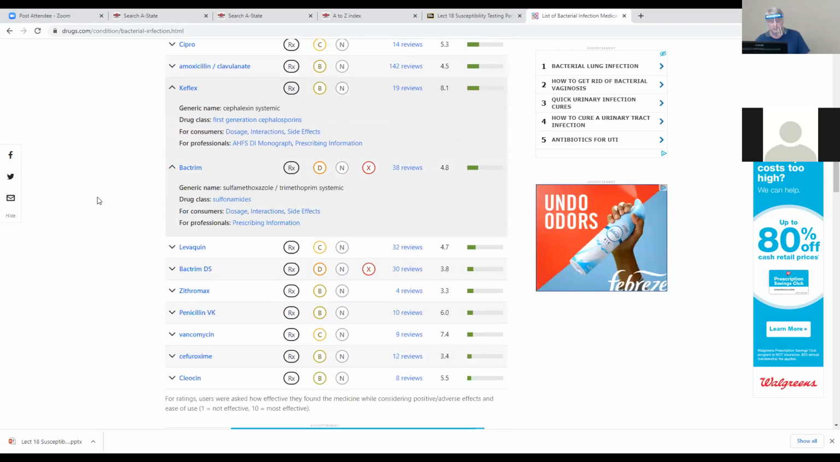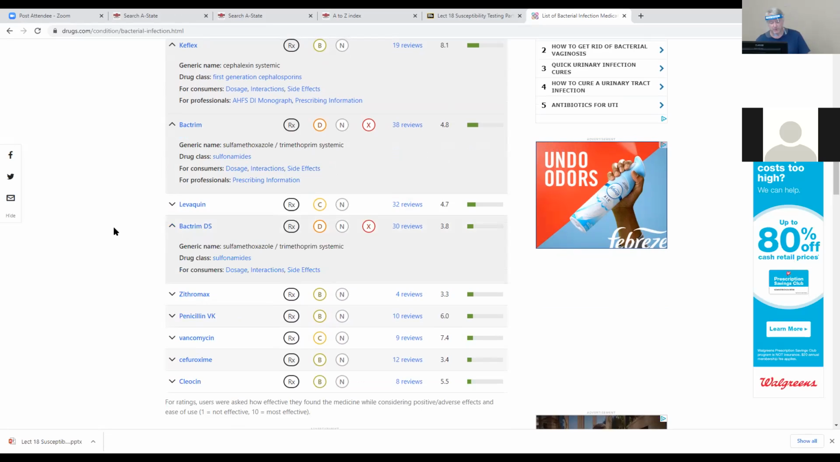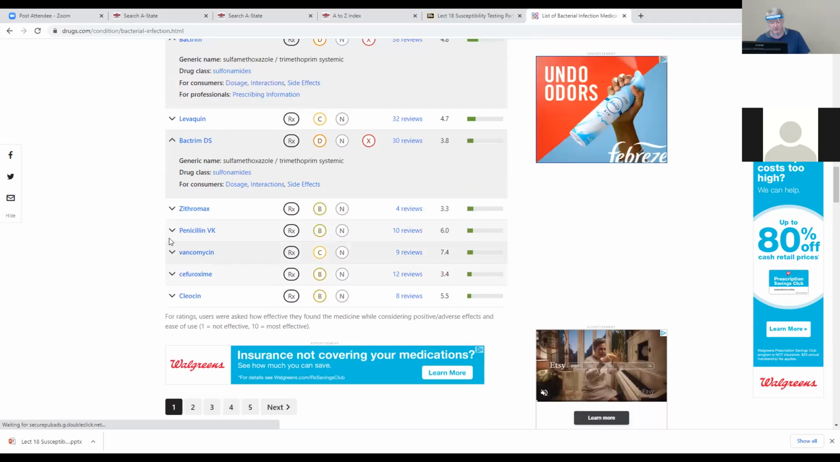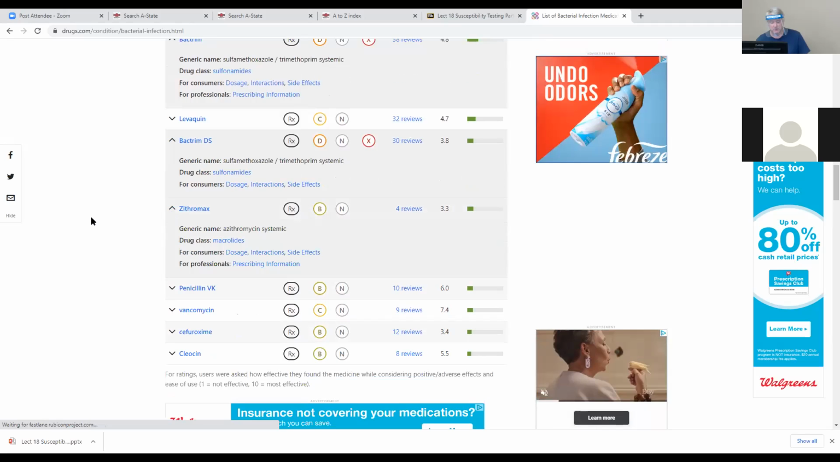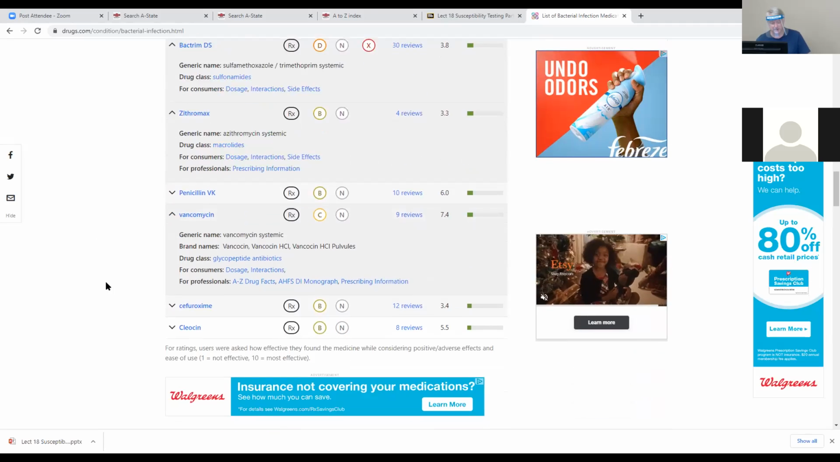Bactrim, sulfonamide, sulfamethoxazole trimethoprim. Levaquin again, Bactrim. We already hit that one. Sulfamethoxazole and trimethoprim, Bactrim. Zithromax, macrolide, azithromycin, so azithromycin, Z-Pack, Zithromax, penicillin, vancomycin is vancomycin.